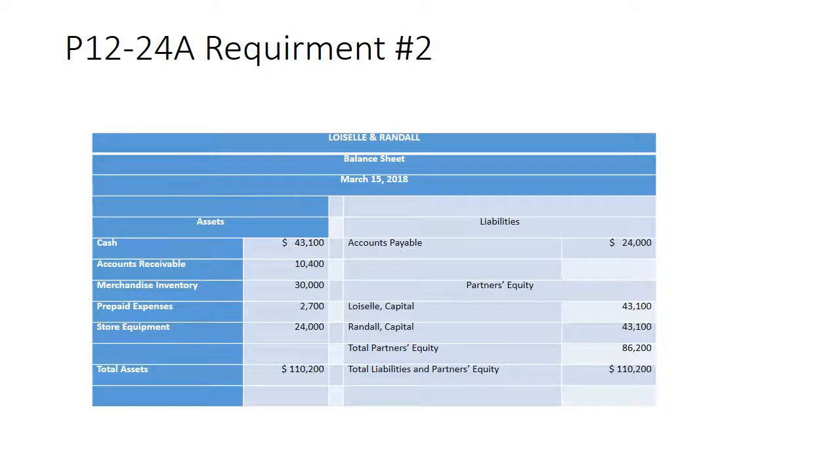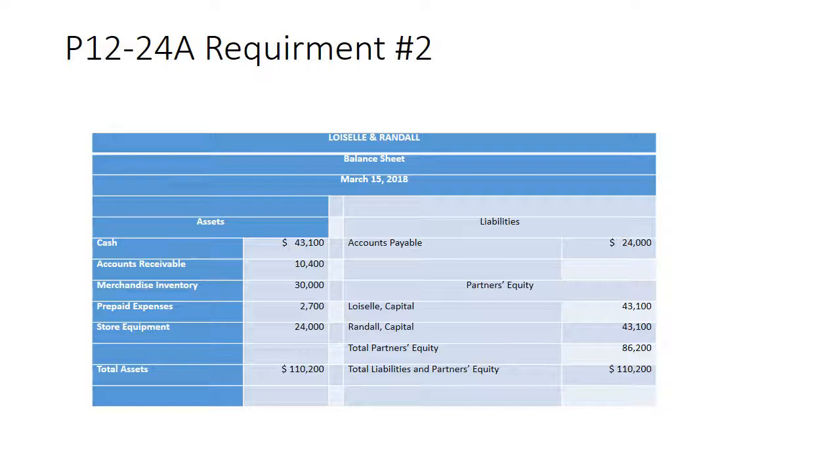In requirement 2, they want us to prepare a balance sheet immediately after the partnership is formed. Well, we would look at those prior journal entries we just made. You could set up T accounts. Those are the only assets, liabilities, and capital. There's no revenues and expenses at this point that the company will have.